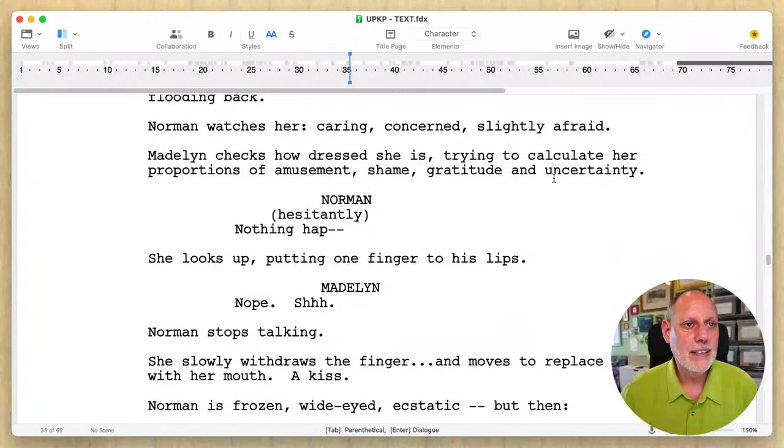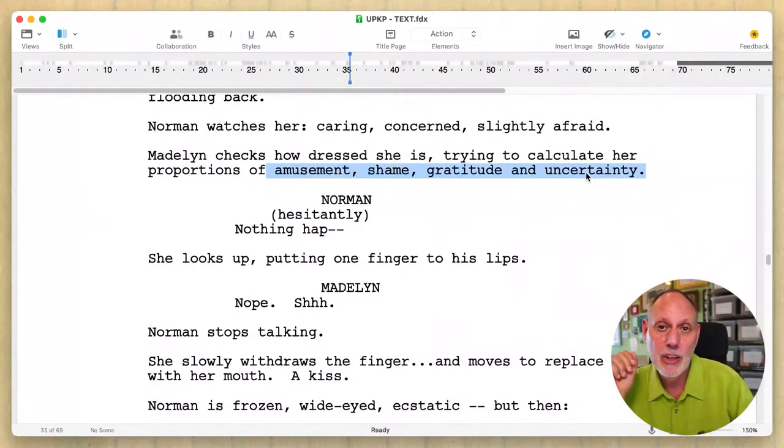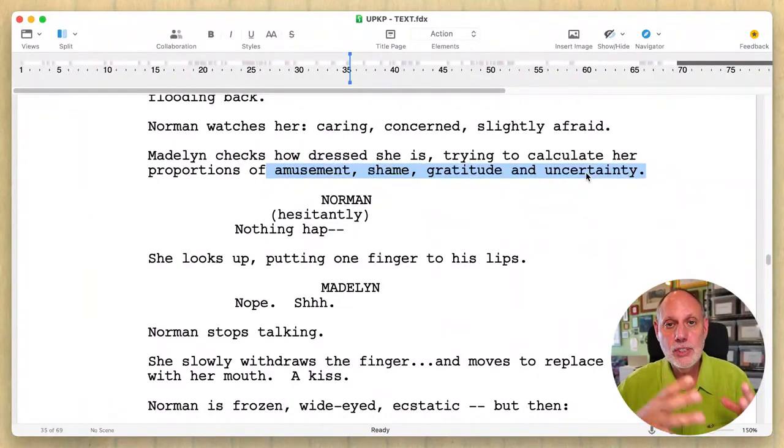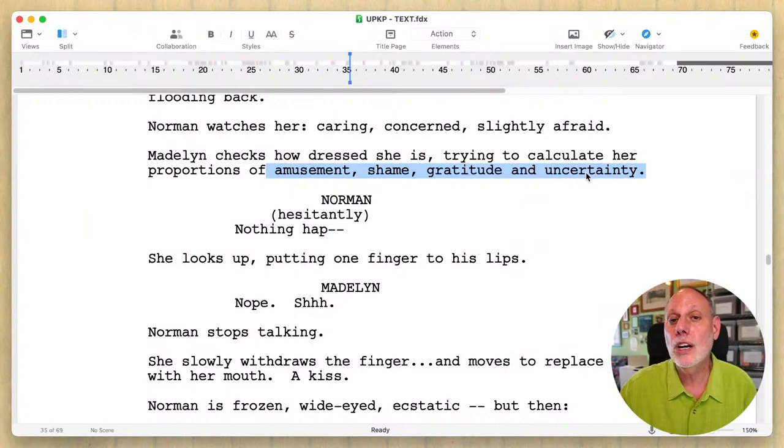So now, in this case, I am piling on the adjectives, trying to calculate her proportions of amusement, shame, gratitude, and uncertainty. Because what I'm trying to point out is that there is a mixture of these feelings, and it will be up to the actor in the moment to play that the way they want, the way their instinct goes, because that is the truth about screenwriting. You are setting up your instincts to give them the material to play on their instincts. The actor is going to work on instinct. That's what they do. That's what good acting is.